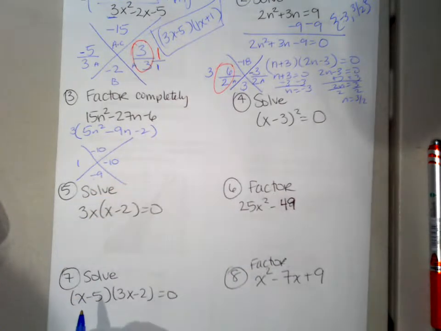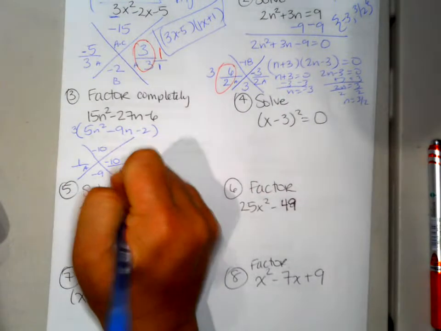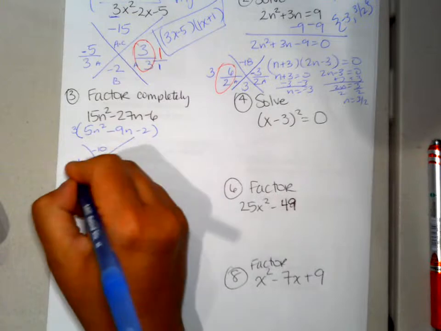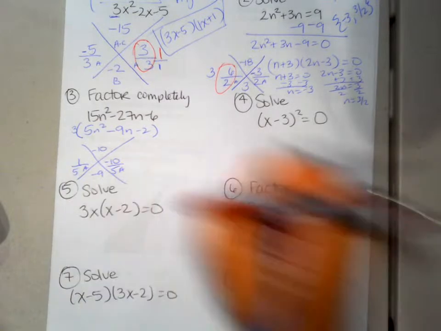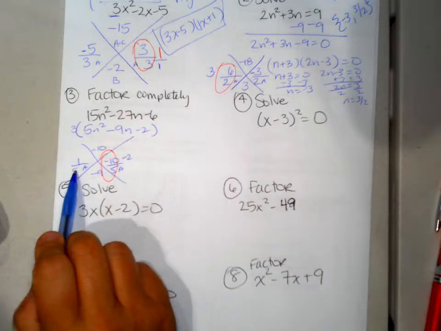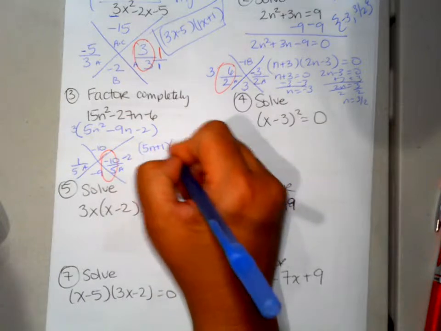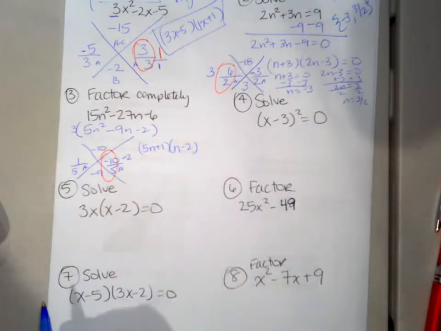I need to drop my a term. Always remember to drop the a term, and in this case, it's 5. Reduce, if possible, negative 2. So my factors for this are 5n plus 1 and minus 2.